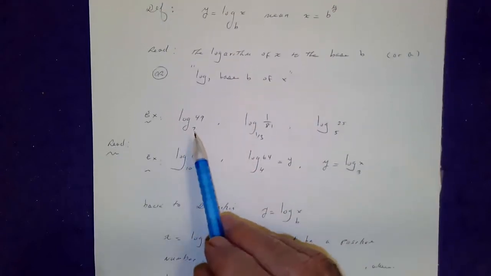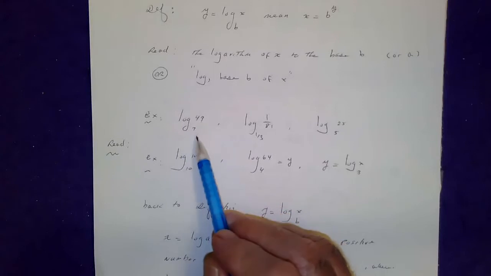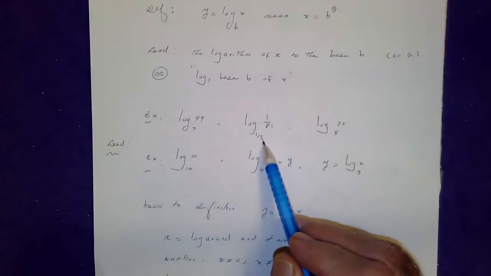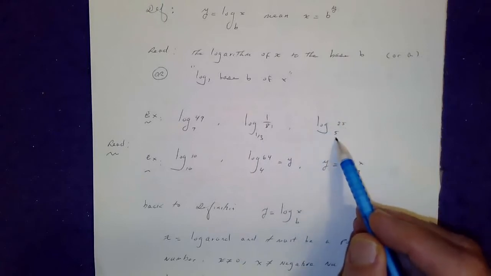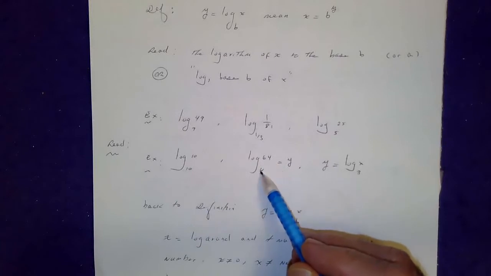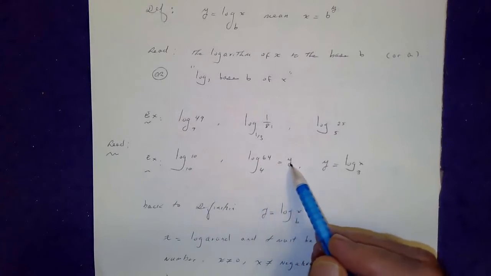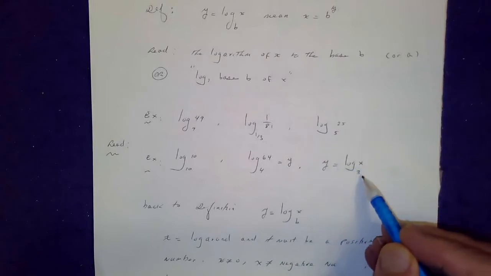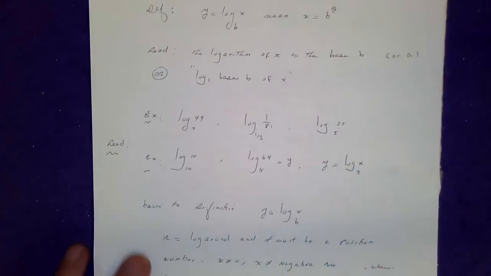So let's see if we can read these. Log of 49 base 7, log of 1 over 81 base 1/3, log of 25 base 5, log of 10 base 10, log of 64 base 4 equals y, or y is equal to log of x base 3. That's how you read these.